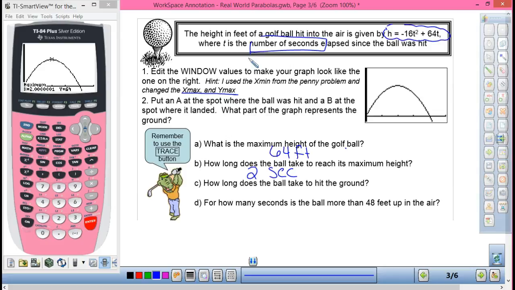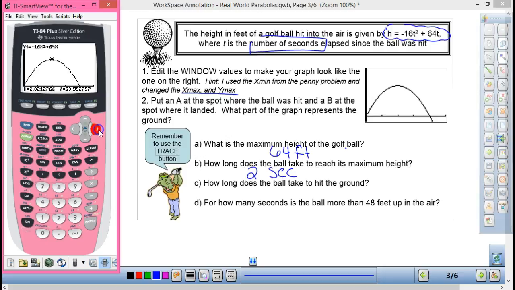Now it wants to know how long it takes to hit the ground, right? So let's use our trace button. Get it over to hit the ground. You guys write that one in.